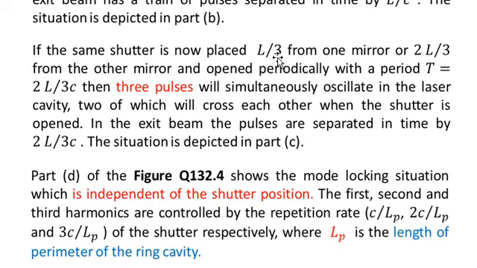If the same shutter is now placed at a distance L over 3 from one of the mirrors, for example mirror number 2, or 2L over 3 from the other mirror, that is mirror number 1, in the present case in part C of the figure, and opened periodically with a period capital T equal to 2L over 3C, then three pulses will be simultaneously oscillating in the laser cavity, two of which will cross each other when the shutter is opened. In the exit beam, the pulses are separated in time by 2L over 3C. The situation is depicted in part number C.